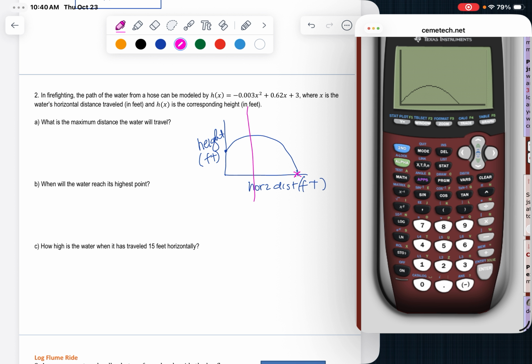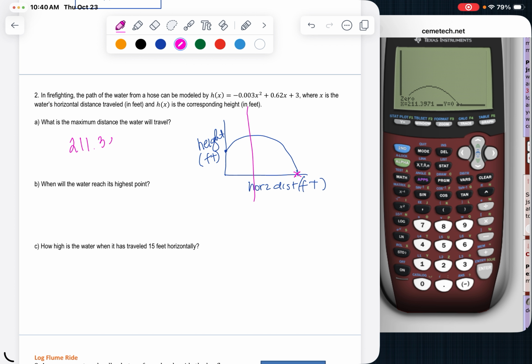All right, so what's the maximum distance the water will travel? I need to find that 0 again, so I'm gonna hit second, trace. Option number 2 is 0. I need a left bound. I'm already to the left of the 0. I'm just gonna get closer to it for reasons I stated previously, okay? So left bound, and then I need a right bound, so I'm just waiting for it to go to a negative y value. Enter, and that is 211.397.